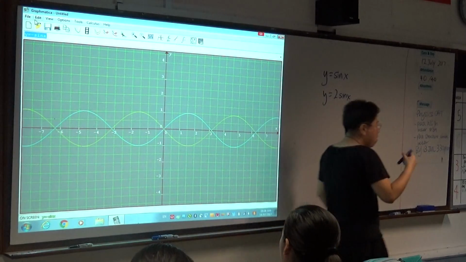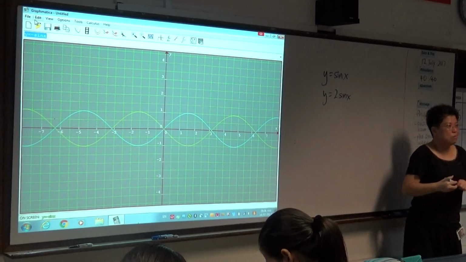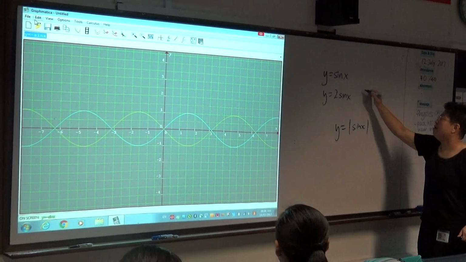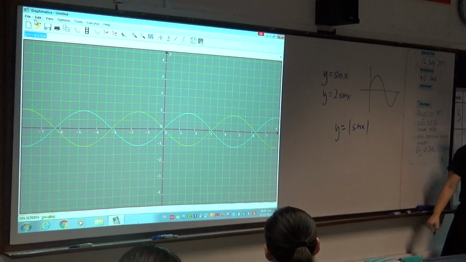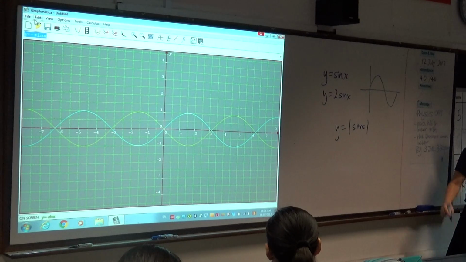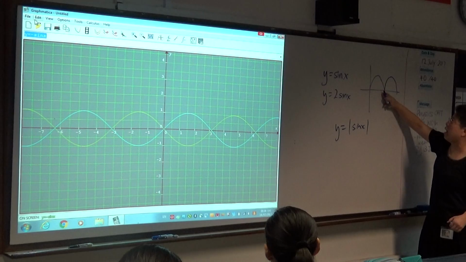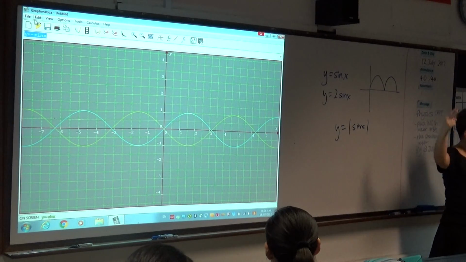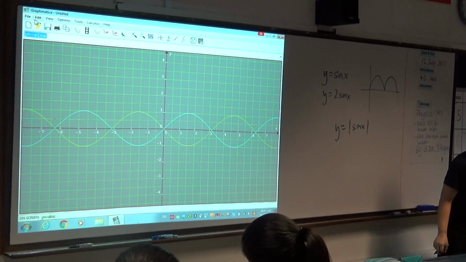Okay, then I want to know, what if I have mod? Y equals mod sine x. Now, the original one will be like this, right? When you mod, what will happen? Okay. All the negative ones will become positive. So I will have like a camel arm like that. Can you see? Do you understand? The mod will all flip up. So we can have all sorts of things. Do you understand what I'm talking about?